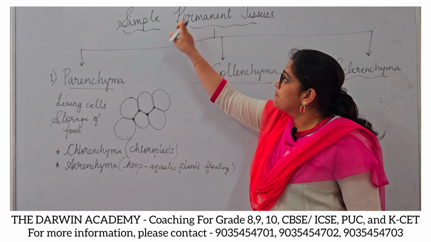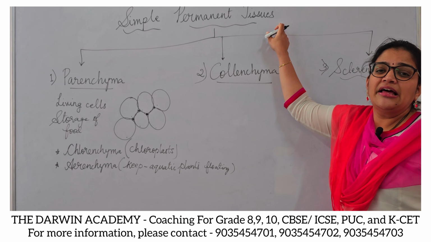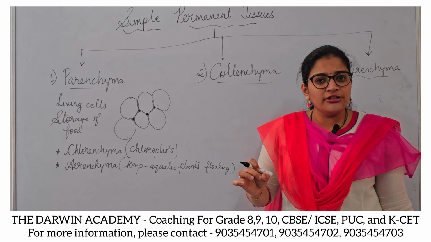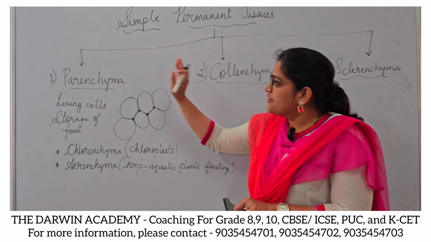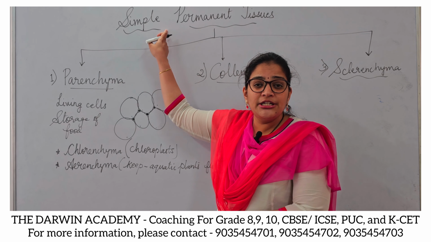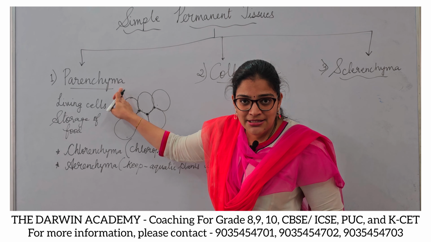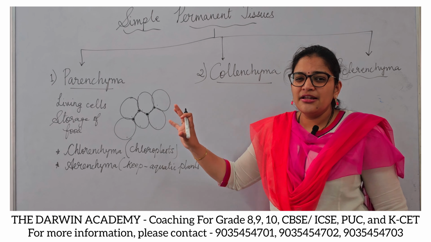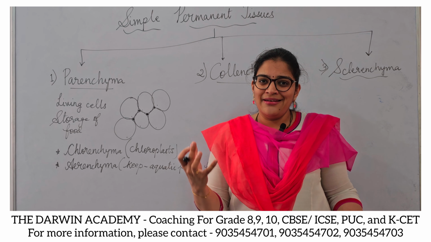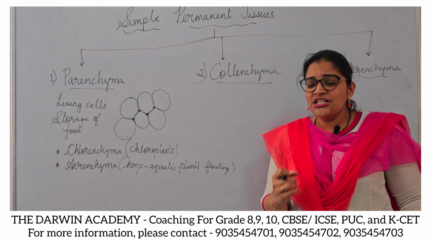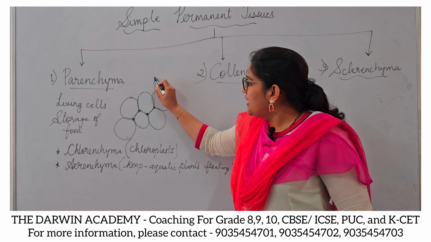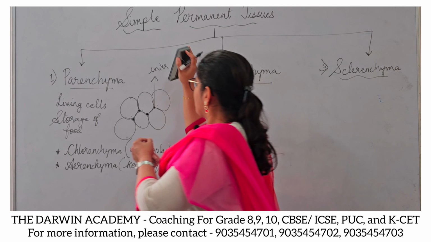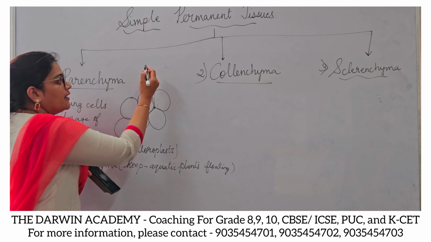We are looking at simple permanent tissues in plants. These simple permanent tissues are present just below the epidermal layer, and the first type of simple permanent tissue in plants is the parenchyma tissue. In this tissue, the cells are more or less round in nature. They are arranged in such a way that there are intercellular spaces. Apologies for the spelling, let me write it again.